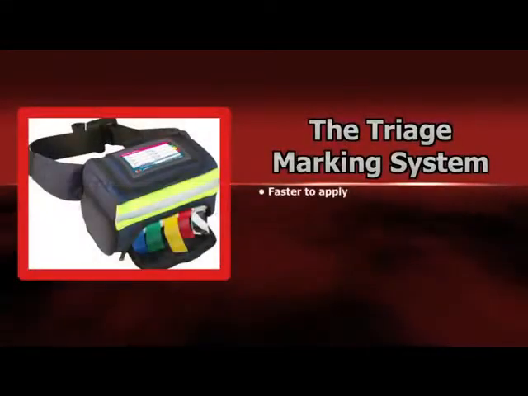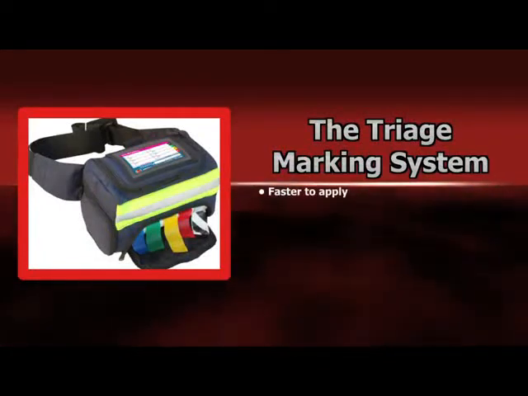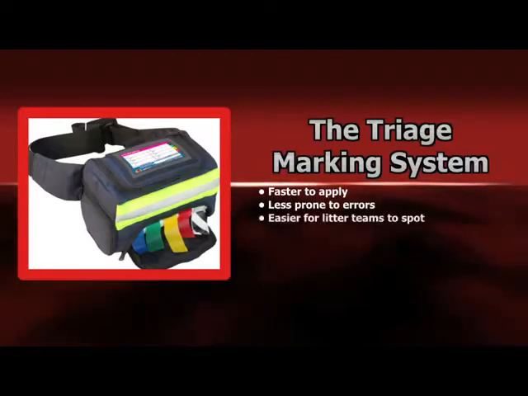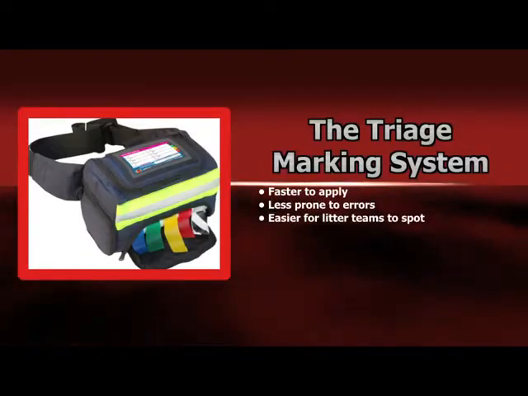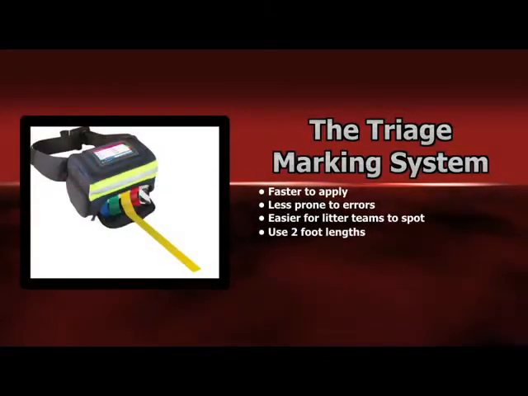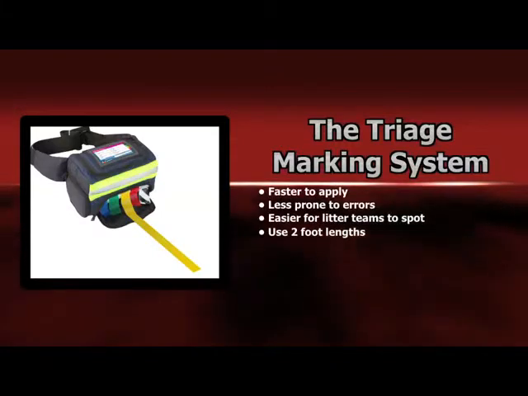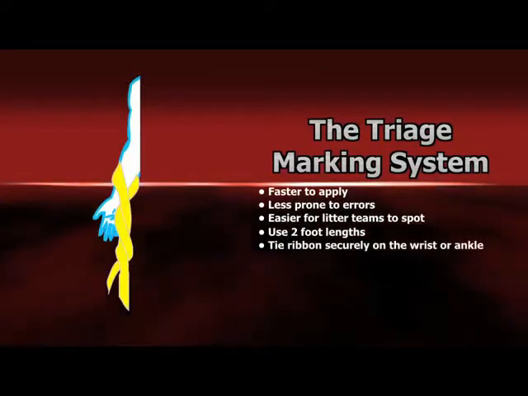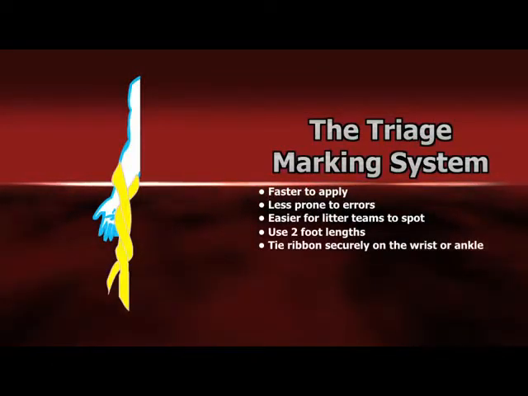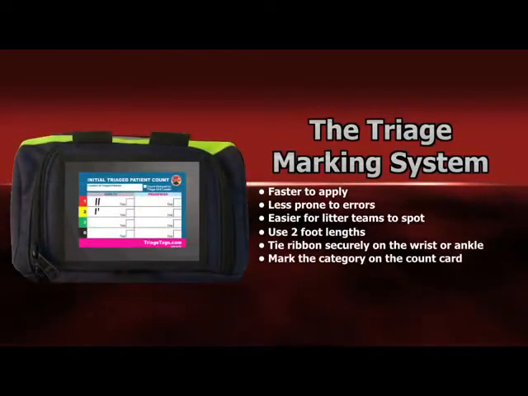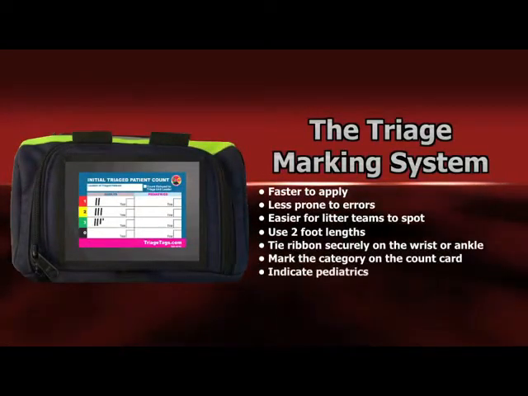Ribbon method for marking patient acuity levels during primary triage. Ribbons or flagging tape have proven to be faster to apply, less prone to errors, and have a higher level of visibility than other methods. After performing START to determine the patient's category, pull out and tear off approximately 2 feet of tape of the appropriate color from the dispenser. Using a standard knot, comfortably tie the ribbon section around one of the patient's uninjured extremities. After securing the ribbon to the patient, utilize the count card on the ribbon dispenser to indicate the acuity category and if the patient was an adult or a pediatric.